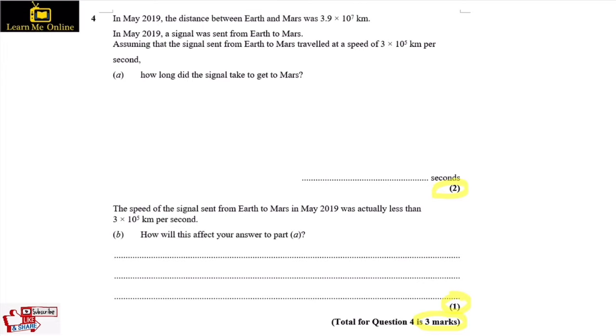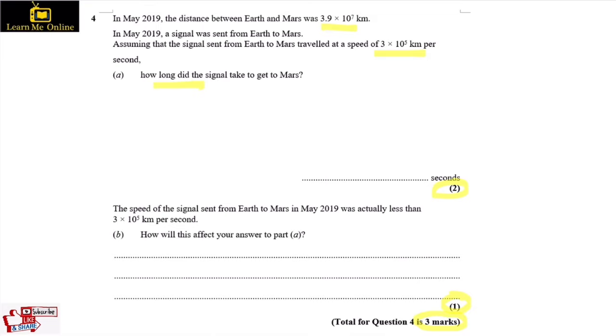So to begin with question number 4, it says that in May 2019, the distance between the Earth and Mars is 3.9 times 10 power 7 kilometers. In May 2019, a signal was sent from Earth to Mars, and assuming that the signal traveled with the speed of this. So we know what the distance is, we know what the speed is, and the question is how long did the signal take to get to Mars.